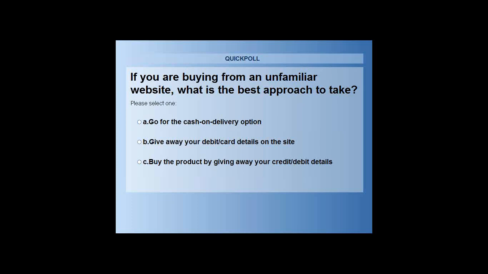One, should you go for a cash on delivery option? Two, should you give away your debit card or credit card details on the site? Or should you buy the product by giving away your credit or debit card details over a phone call? Which of them do you think is the option that you should choose? We would conclude the poll in the next 15 seconds.